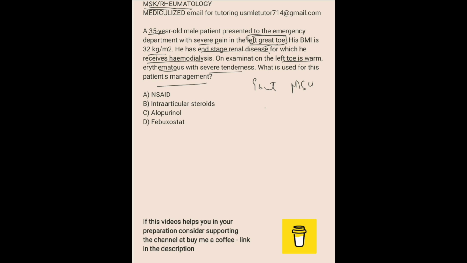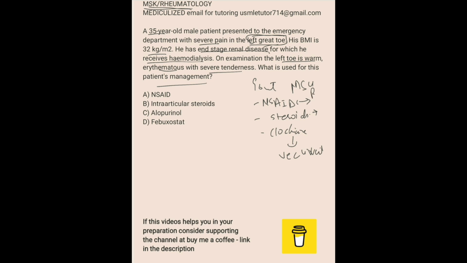There are three things that you should keep in mind that are used for a gout flare. First, NSAIDs can be given. Then we can give steroids. And the third is colchicine. Remember, colchicine is for prophylaxis of recurrent gout attacks, and NSAIDs and steroids are usually first line.